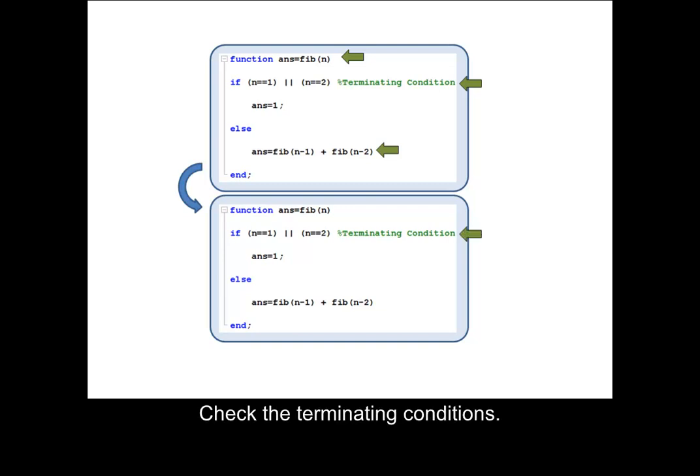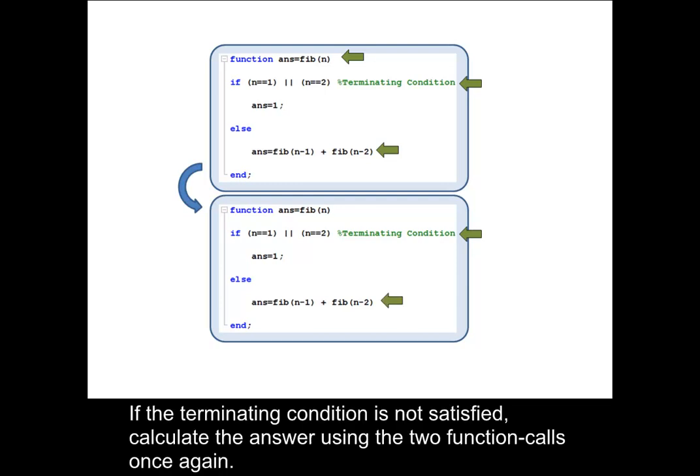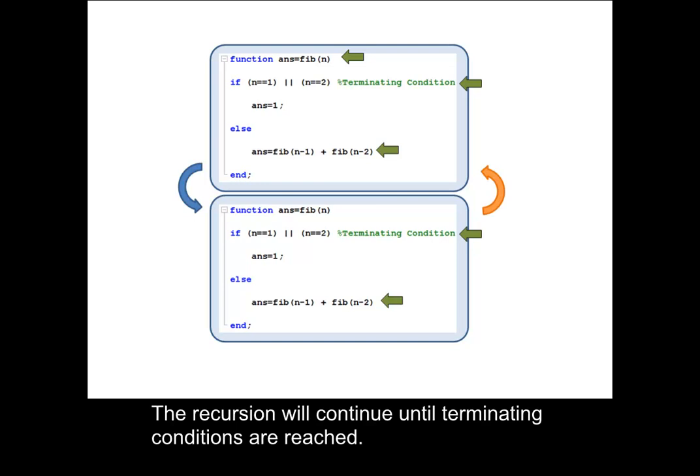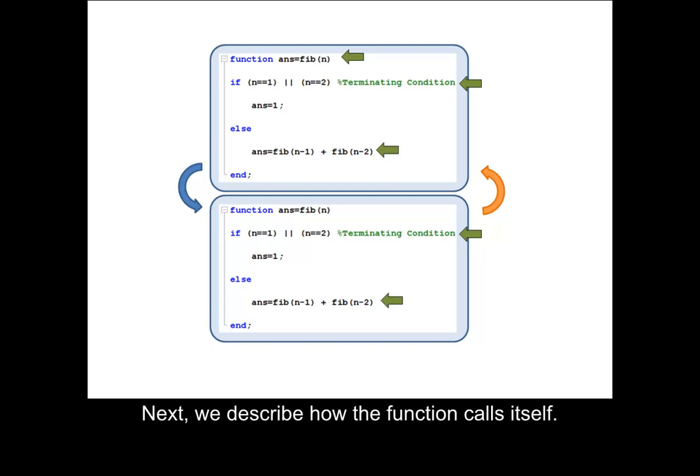Check the terminating conditions. If the terminating condition is not satisfied, calculate the answer using the two function calls once again. The recursion will continue until terminating conditions are reached. Next, we describe how the function calls itself.